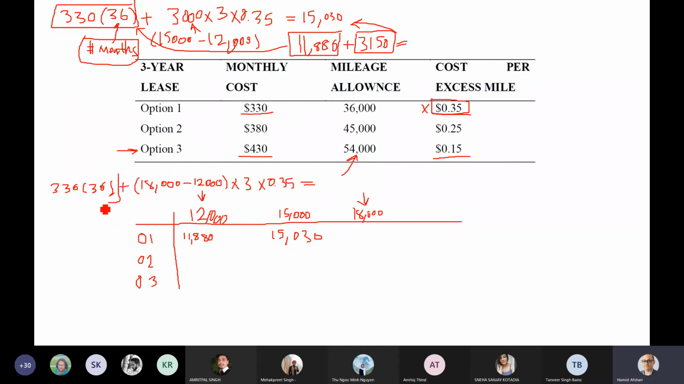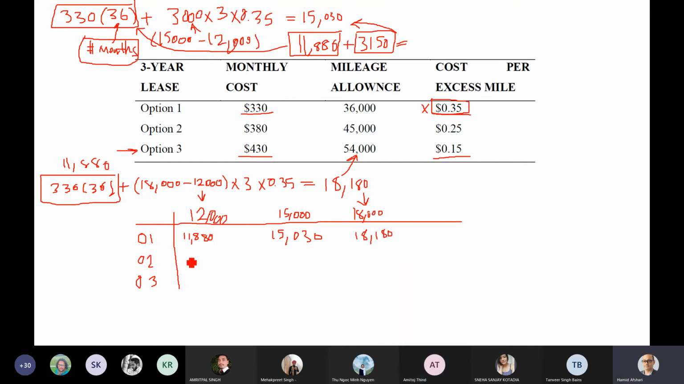I know already this part is 11,880, but for the second part, it will be 6,000 multiplied by 3 multiplied by this number. 13,980. It cannot be 14,000. 18,000. 18,180. 180. Thank you. So I'm going to write 18,180.